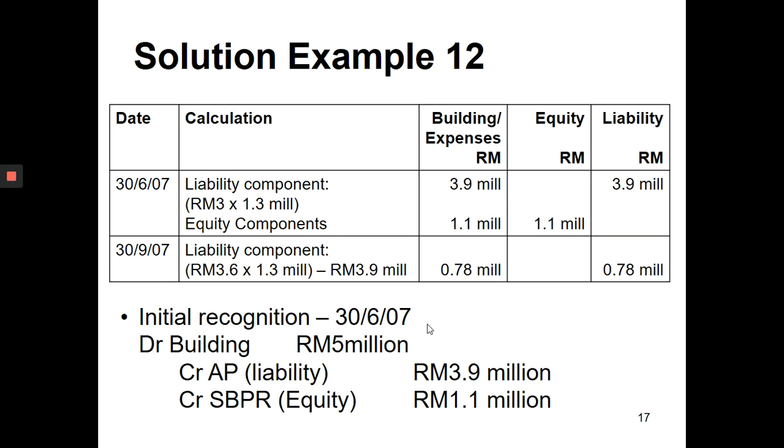You enter into the 30th June. Okay, so 30th June tu kita kena record macam ni lah. Maknanya debit building 5 million. Okay, nak kredit kat mana tu? So bila nak kredit kat mana tu, tu yang kita kena pecahkan kepada liability component dan juga kepada equity component berdasarkan pengiraan formula tadi.